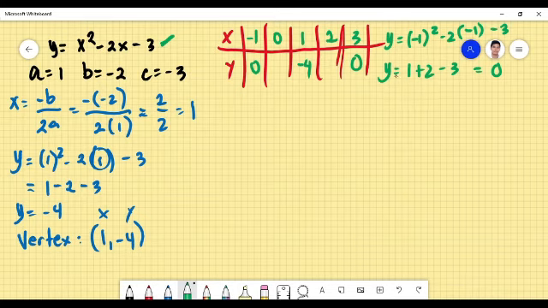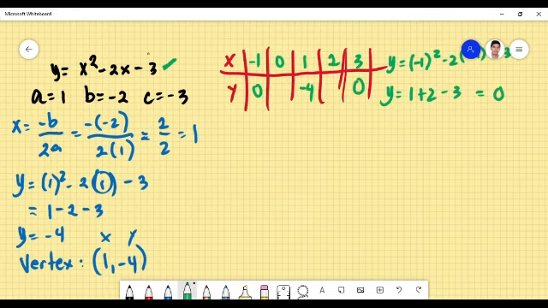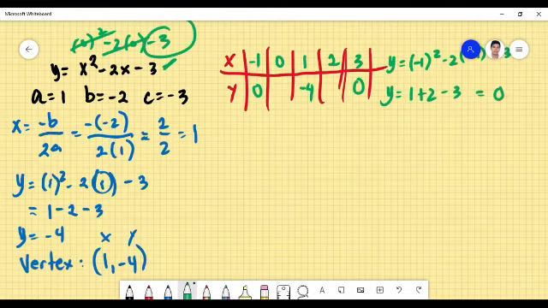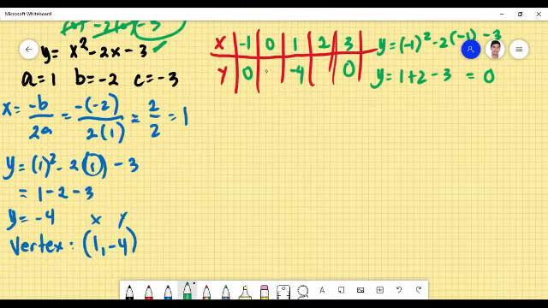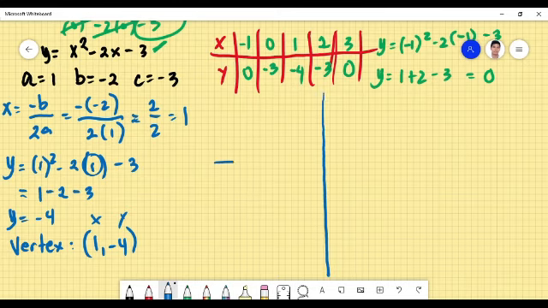Pag 0 naman siya, so, alam yung nangyari na sa atin kanina. So, this will become 0 squared minus 2 times 0 minus 3. So, cancel na to. So, ang matitira sa atin is negative 3. So, yung 0 natin dito is negative 3 already. So, this is already also negative 3. So, pag enough natin yan, medyo lakihan lang natin sa baba. Kasi yung mga y natin ay negative.